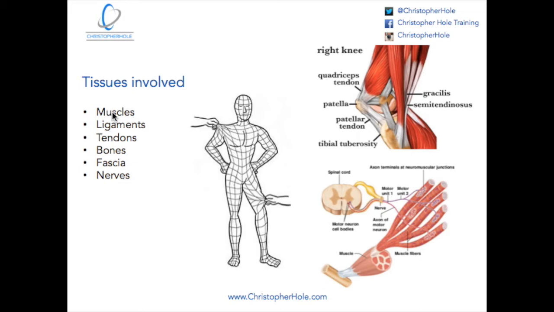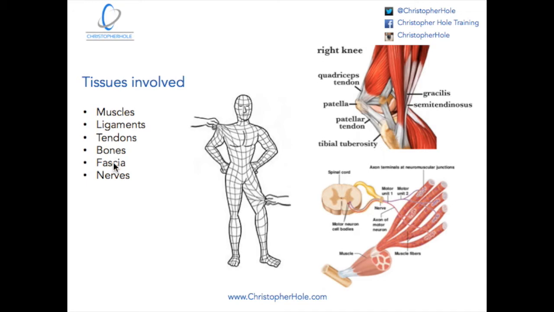Now, we all know muscles. It's these big red bits here that contract, that can pull on a bone and create movement. That's how we understand muscles. Then we have ligaments, which connect bone to bone. Then we have tendons, which connect muscle to bone. Then we obviously have the bones themselves. And we have this thing called fascia.